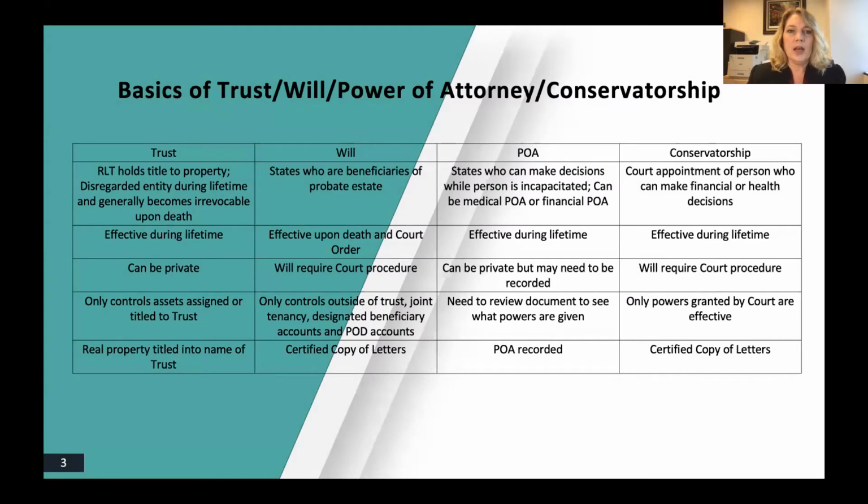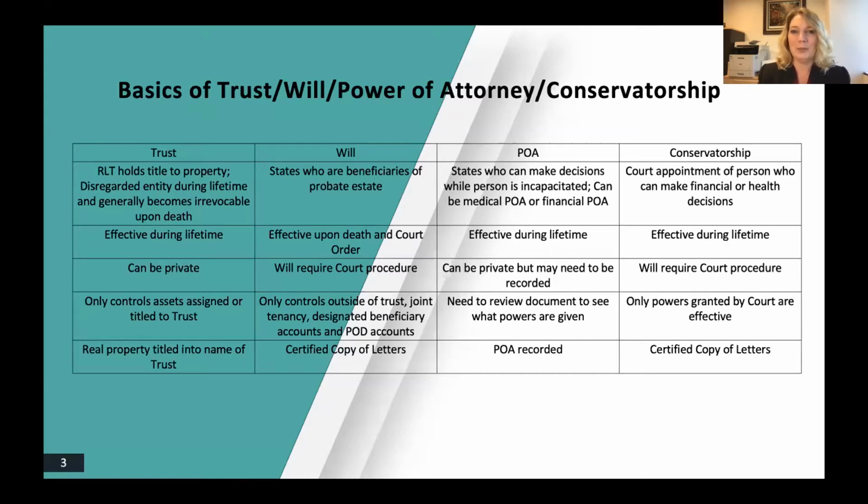The basics of a will, a trust, power of attorney, or conservatorships. These are the four documents where, if you're going to be selling a house, people say, oh, I am the executor of mom's will. I am the trustee of mom's trust. I have a power of attorney. I'm mom's conservator. These are the language, if you will, of a fiduciary responsibility.